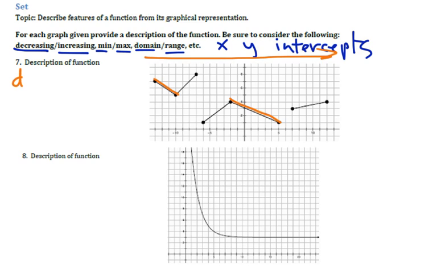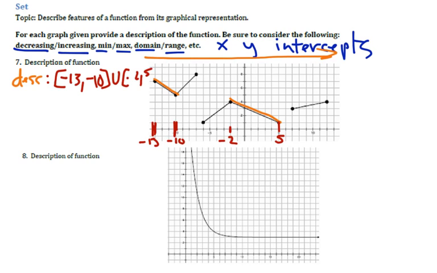Okay, so we could say it's decreasing from, remember, we use our x values kind of like on a football field to judge where they're going. So we've got from negative 13 to negative 10, and from negative 2 to positive 5. We've got it decreasing. So we could write that using those cool little brackets. Negative 13 to negative 10, and negative 2 to 5.